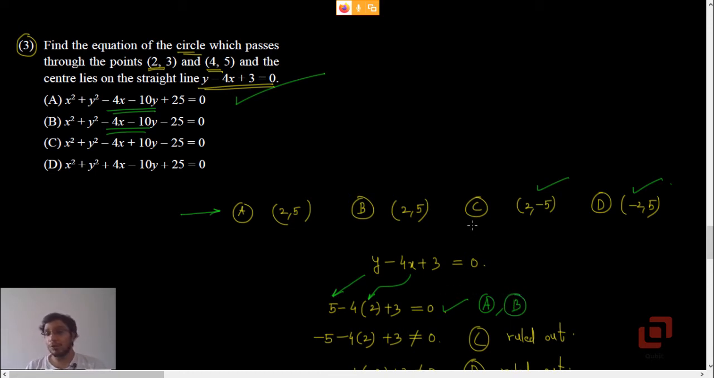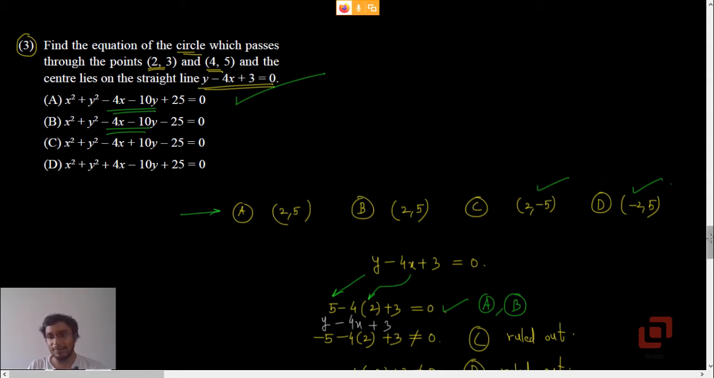Okay, if you now go to the coordinates of the center of the circle in option C, (2, minus 5), you will find that the coordinates of this point do not satisfy the equation of the line. Okay, the equation of the line is y minus 4x plus 3 equal to 0. Yes, y is minus 5 and x is 2. So minus 5 minus 8 is minus 13. Minus 13 plus 3 is minus 10, not equal to 0. So C is not right.